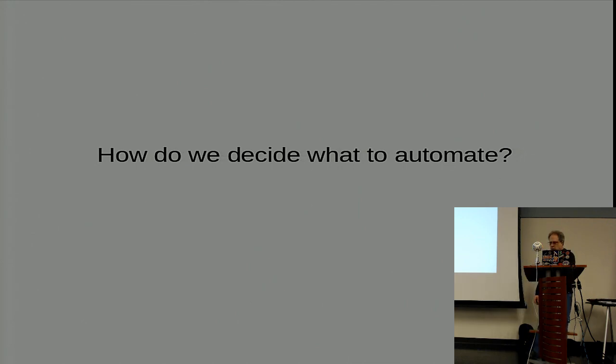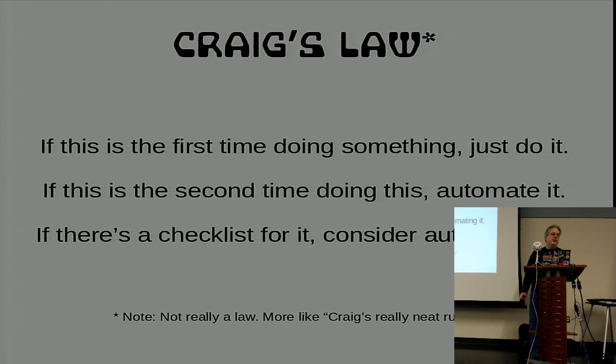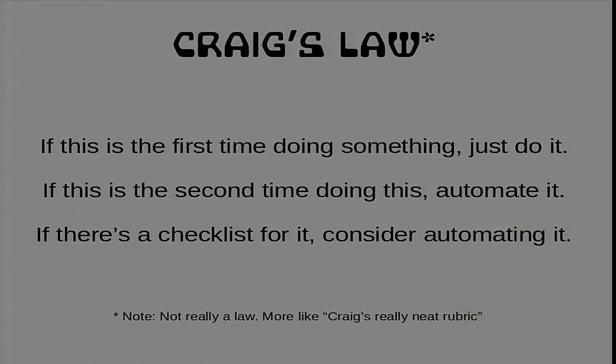Well, one law, let's call it Craig's law, or actually more like Craig's really neat rubric. If it's the first time that you're doing some task, just do it, okay? There's no real need to automate it. If it's the second time that you're doing it, automate it, okay? And if there is a checklist for it, and you've been in organizations where they have these lovely checklists of all the things that you need to do in order to make something happen, consider automating it. I'll talk about one of the reasons why that may not necessarily be the best thing, but definitely consider automating that.